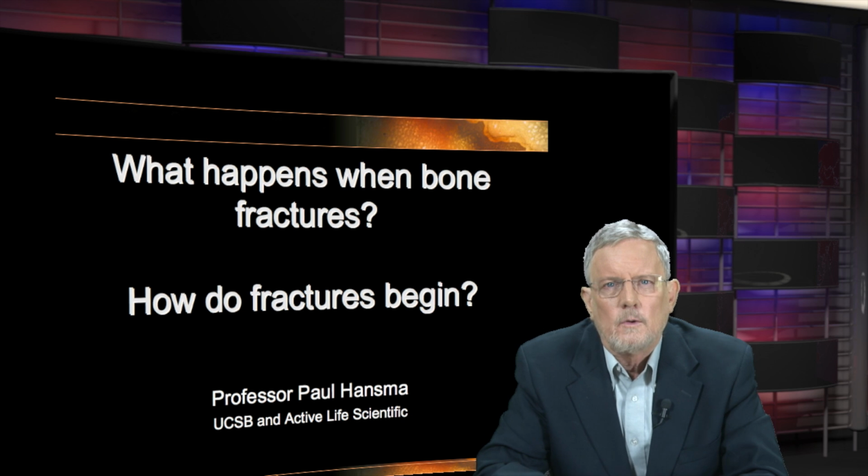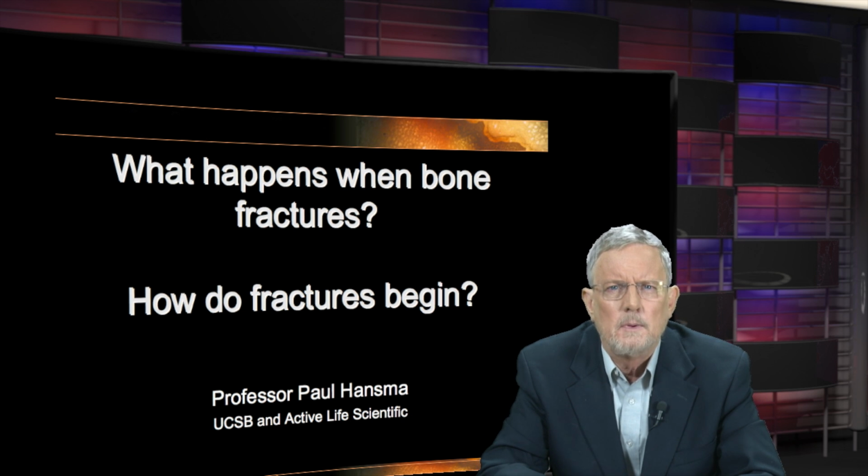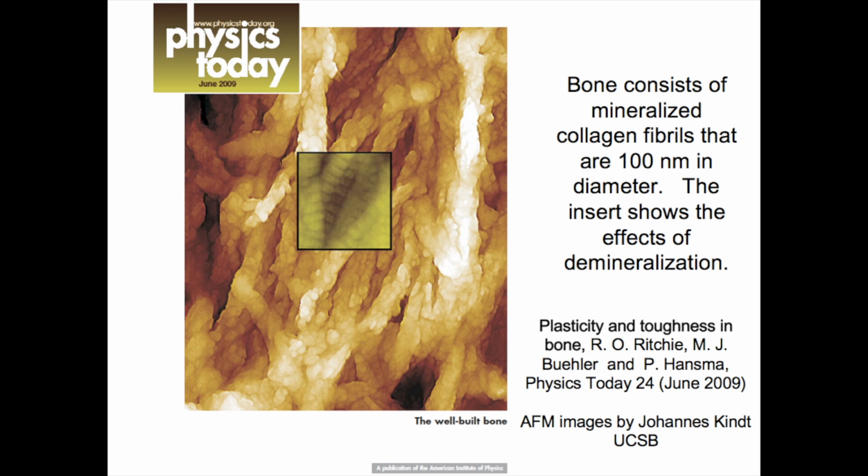Today I'd like to talk with you about what happens when bone fractures and how fractures begin. A magnified view of bone taken with the atomic force microscope by Johannes Kind in my lab shows all these rough-looking, rope-like things. What those are is mineralized collagen fibrils: organic fibrils coated with mineral particles, and they have mineral particles inside them.